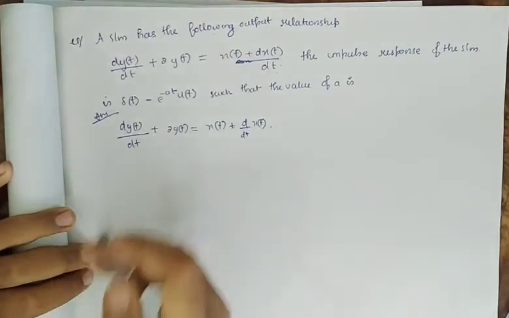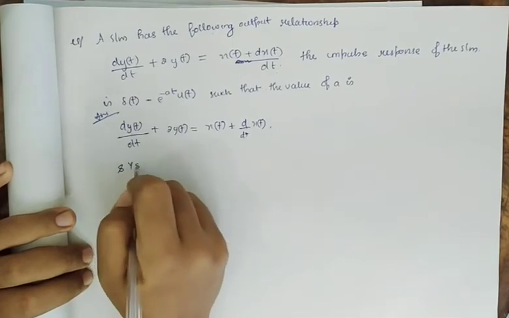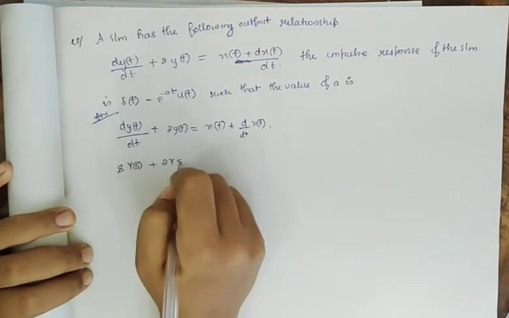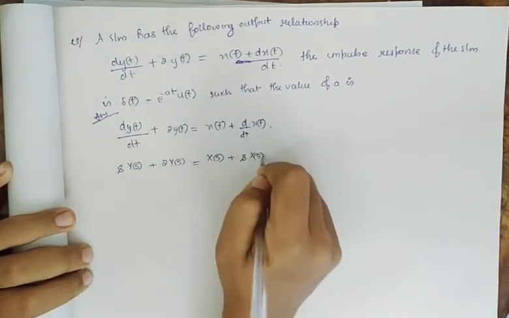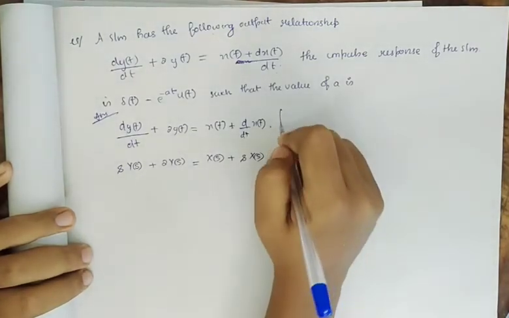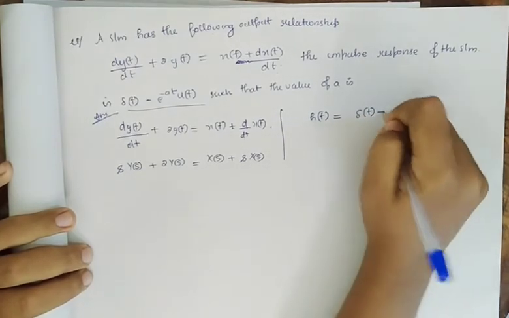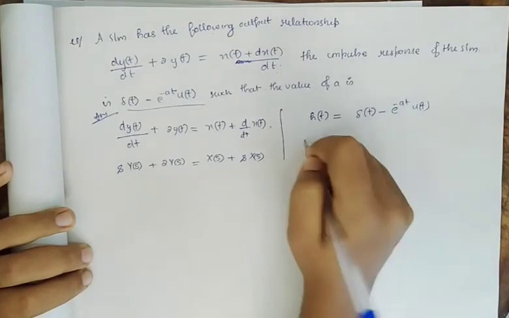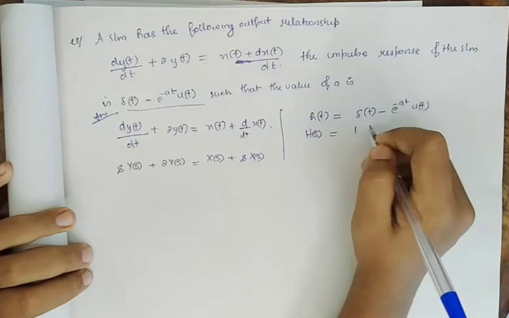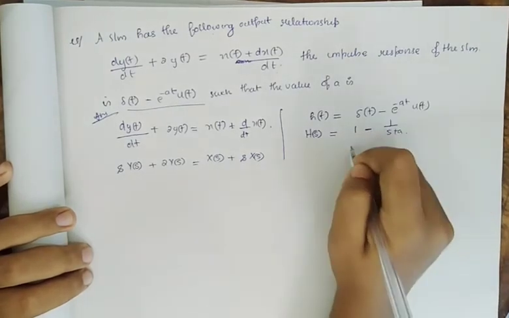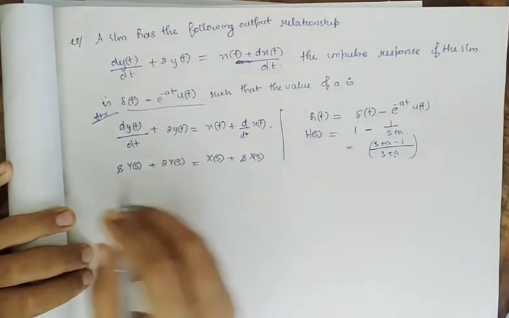Taking it in the Laplace domain, d by dt becomes s, so we get s into Y of s plus 2 into Y of s equal to X of s plus s into X of s. And this is the impulse response, h of t, which is equal to delta of t minus e raised to minus a t u of t. Taking that in the Laplace domain, the Laplace transform of delta of t is 1, so we get 1 minus 1 divided by s plus a, or s plus a minus 1 divided by s plus a. Let it be like that.